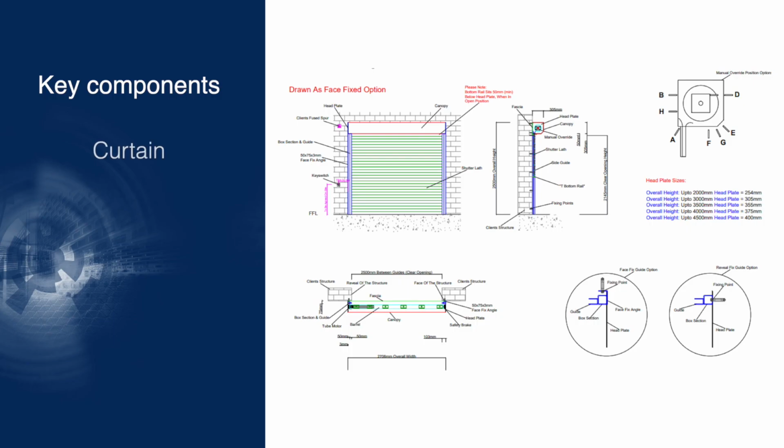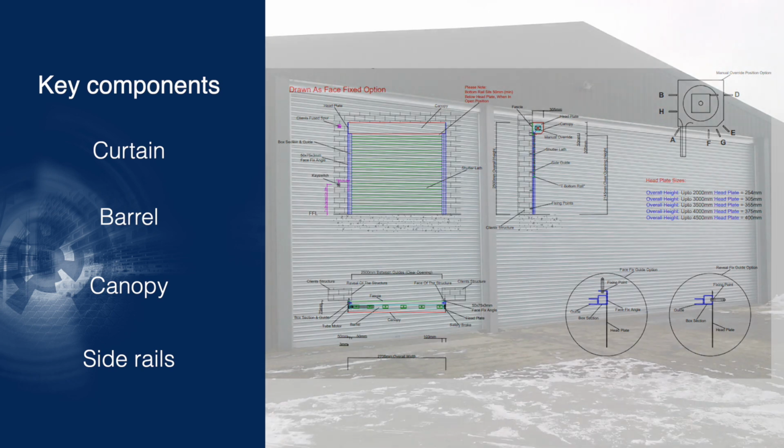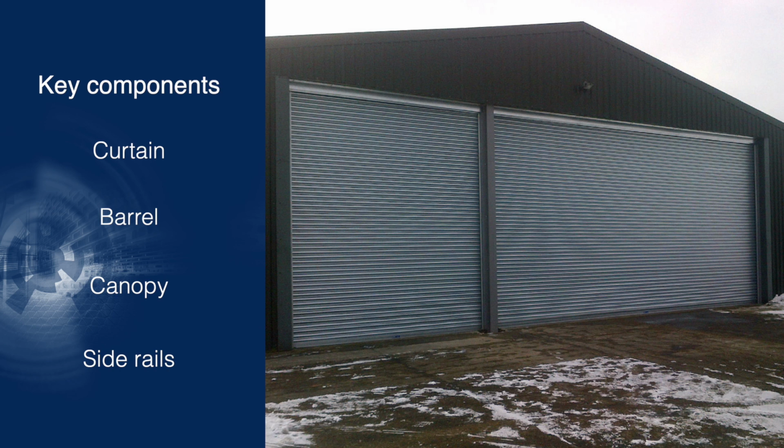A roller shutter curtain is mounted on a barrel, which serves as the central rolling mechanism. This barrel is located in a box-like structure called the canopy at the top of the opening. Side rails serve as guides to ensure the shutter is secure and moves smoothly in a straight line. Before specifying roller shutters, it's essential to evaluate the available headroom, because the barrel and canopy of a roller shutter may not be suitable for all areas.